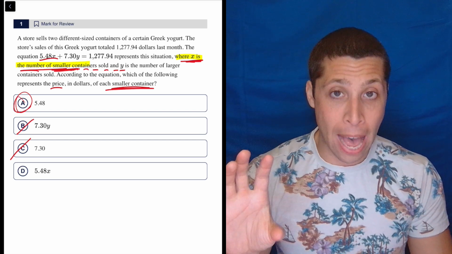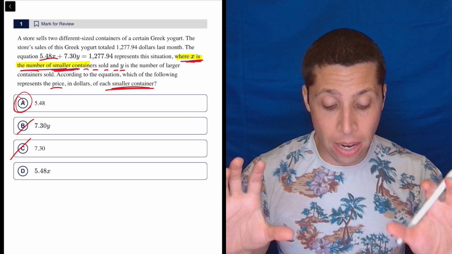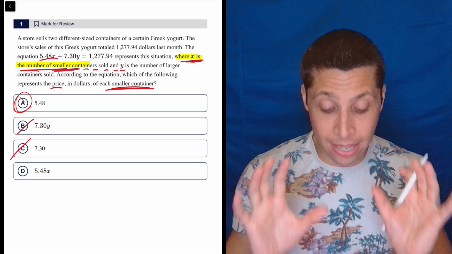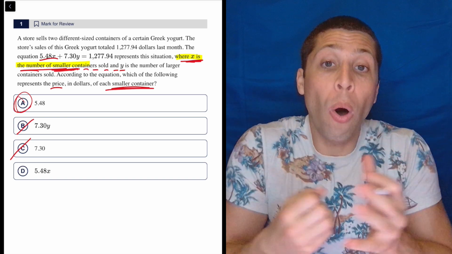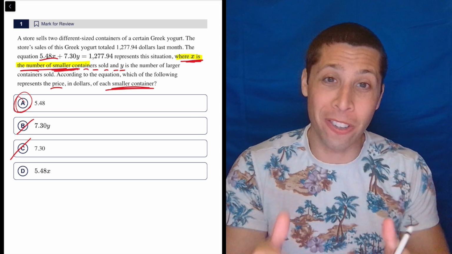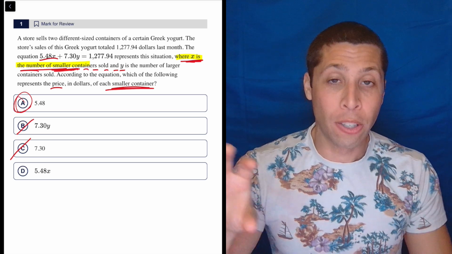Because if we took that and multiplied it by the number of smaller containers, which is what they explicitly tell us x is, then you're going to get the total cost for all those containers. And they could ask that. So there are other versions of this question where that's exactly what they want from you. So you just got to be careful.